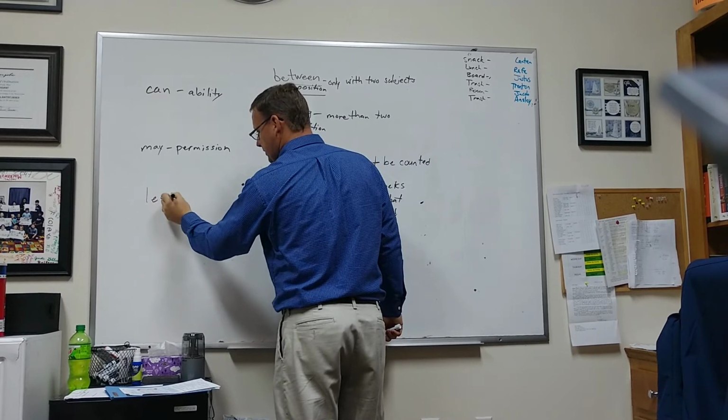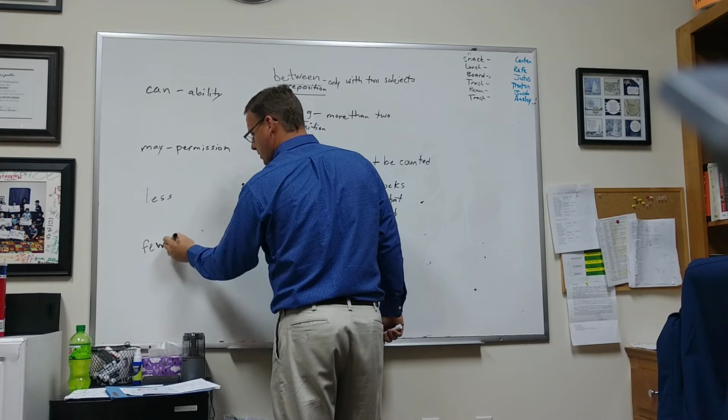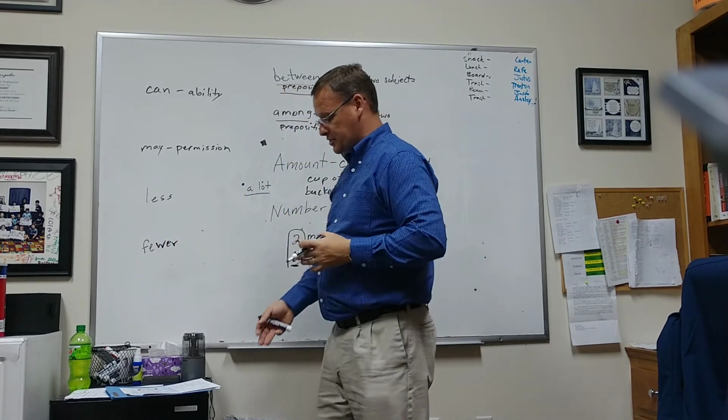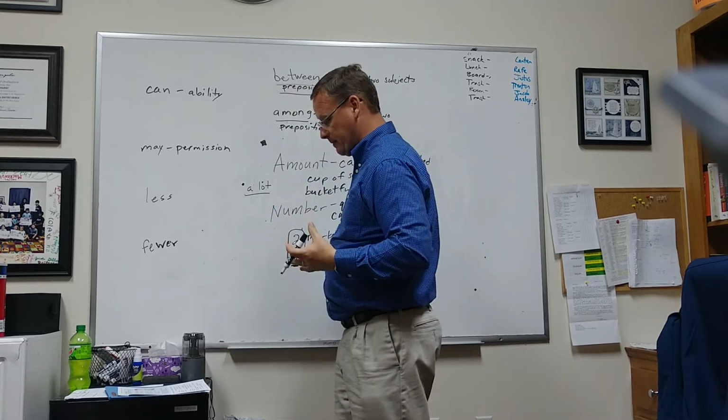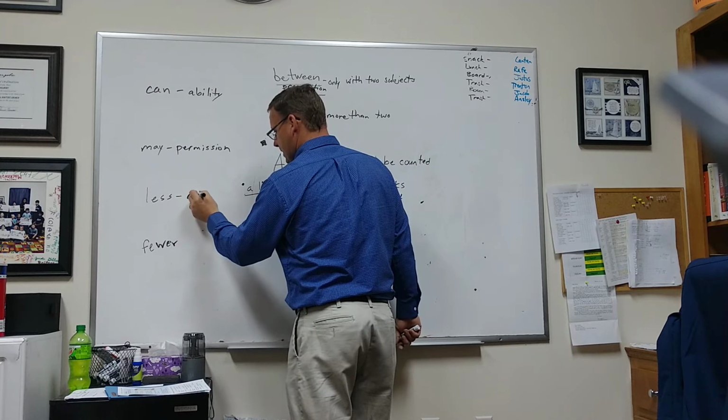Less and fewer. These are the more difficult too. These are harder to understand what they represent, okay? Again, I'm on the blue sheet here, so you can follow with me. Okay? Less is dealing with amounts.